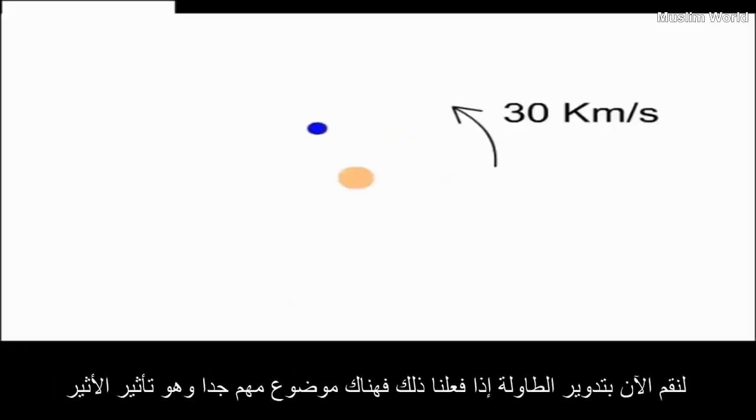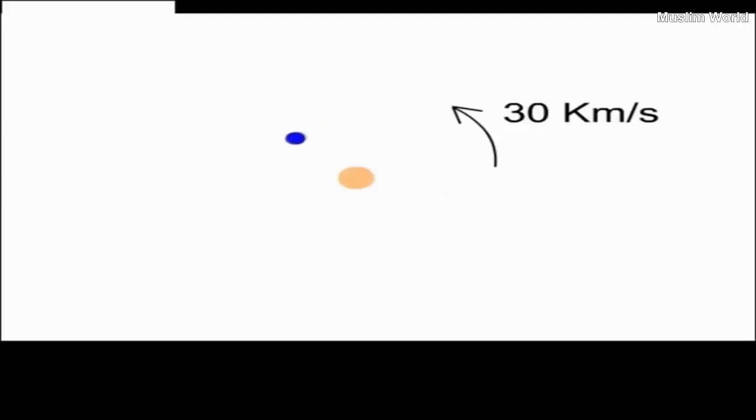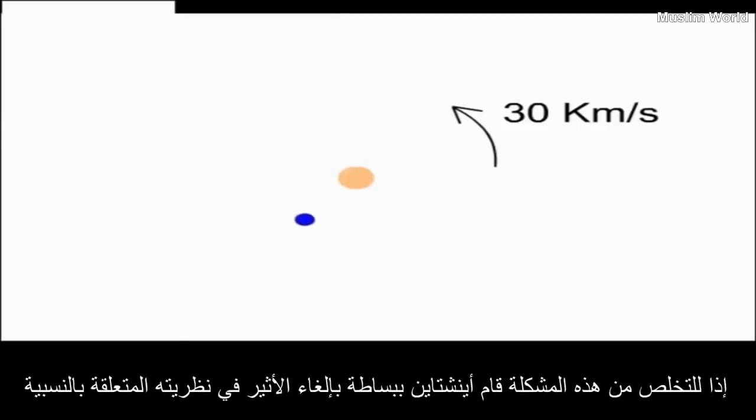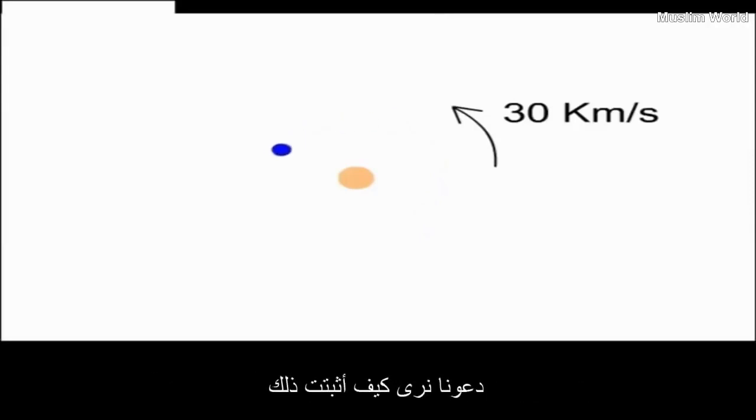Now let us rotate the table. Before we do so, there is the very important subject of the effect of the ether. The Michelson-Morley experiment failed to detect the 30 kilometers per second motion of the Earth through the ether. So as to overcome this problem, Einstein simply abolished the ether in his relativity theory. The very significant result of the Sagnac experiment was that it proved that the ether existed. Let us see how it did this.